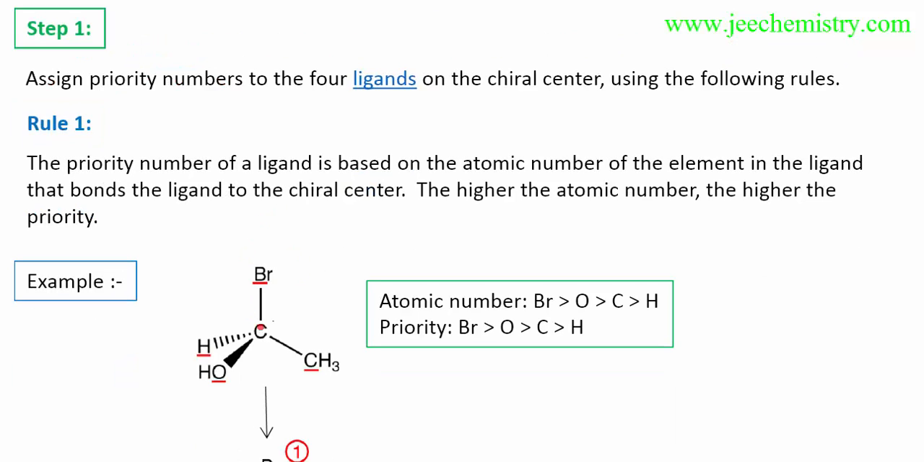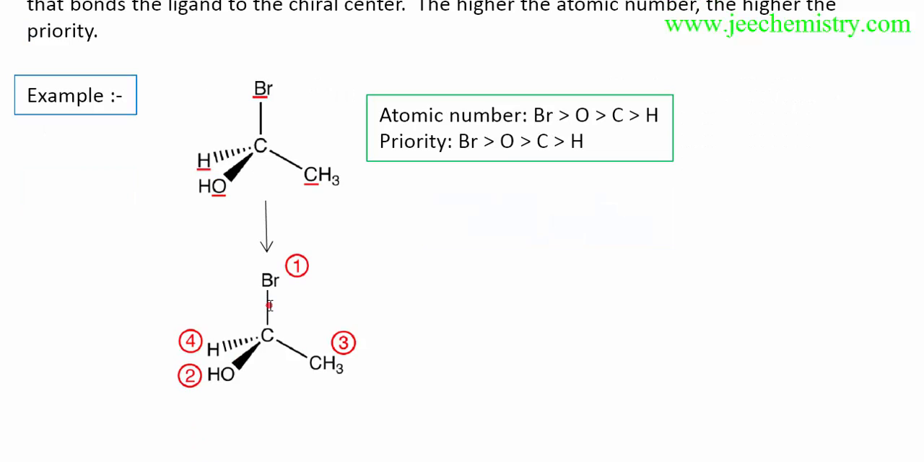Suppose this compound is given. According to the CIP rule, first of all we have to find the highest atomic number in this compound, then second, third, fourth. We have to number the highest atomic number 1, then second, third, fourth. Suppose in this compound the highest atomic number is bromine, which is given number 1, then the oxygen, then the carbon. We have to look at the first atom which is attached. Here the first atom attached is bromine; here first oxygen, then hydrogen; here first carbon, then hydrogen; here is only hydrogen.